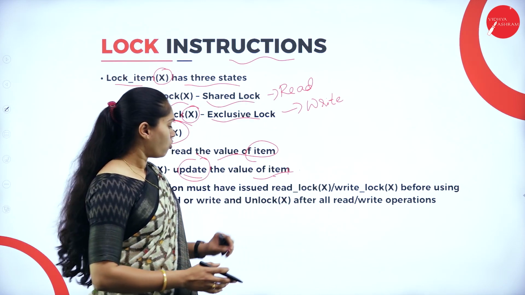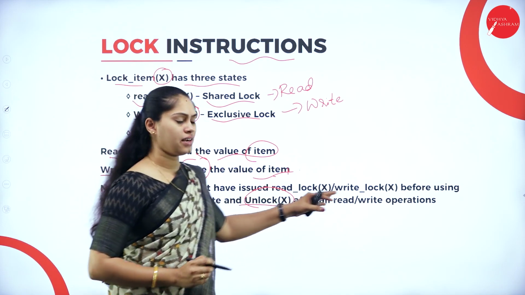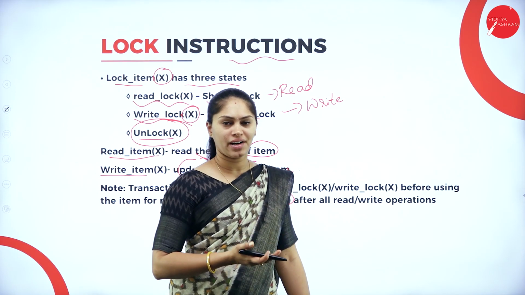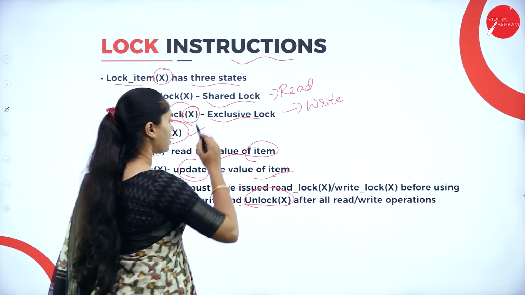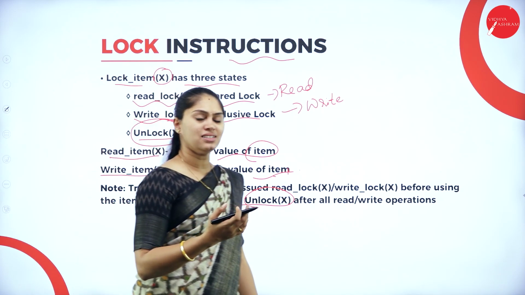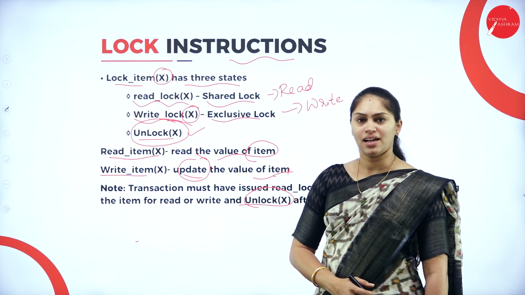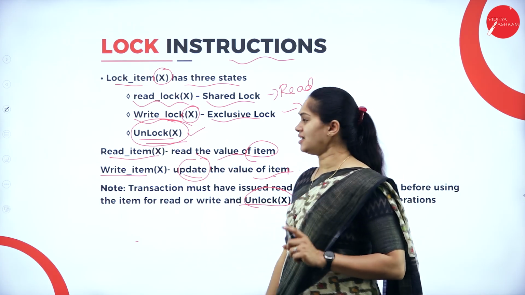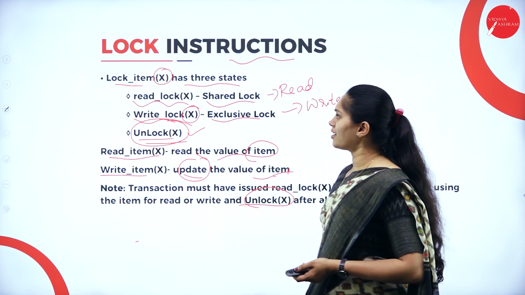At last what we have to do is unlock after the read and write operation, whether we are using a shared lock or exclusive lock, whatever it could be. We have to unlock it at last. Why? Because another transaction may be waiting, another user wants to access the content. So it is necessary to have this unlock of X after the read and write operation. This is regarding lock instructions.